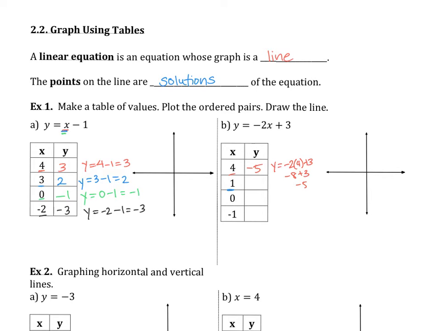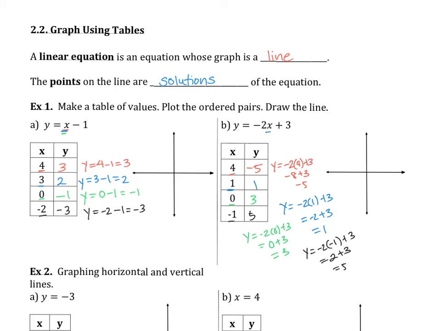Now I'm going to plug in 1 into this spot right here. So y equals negative 2 times 1 plus 3. I got 1. Now I'm going to plug in 0. Sometimes people like to do 0 in their head. 2 times 0 is 0, 0 plus 3 is 3. I'm going to plug in one more. Let's plug in negative 1 because that's the value it's asking me to do. Negative 2 times negative 1 is positive 2, plus 3 is 5. I'm going to go back and graph these.